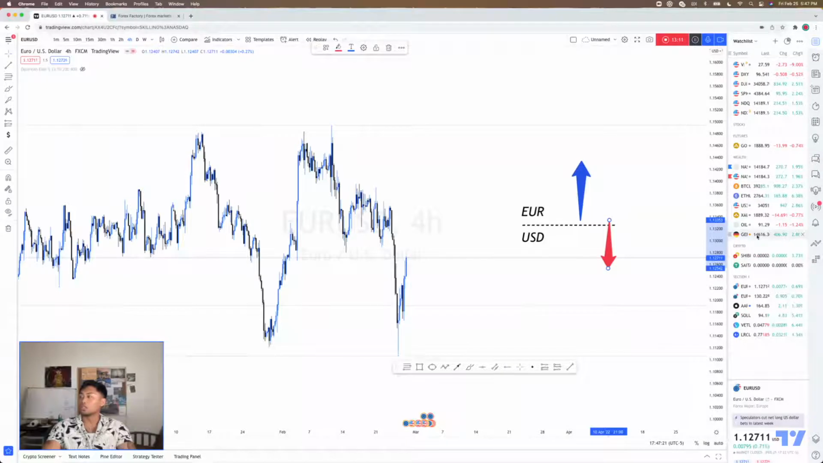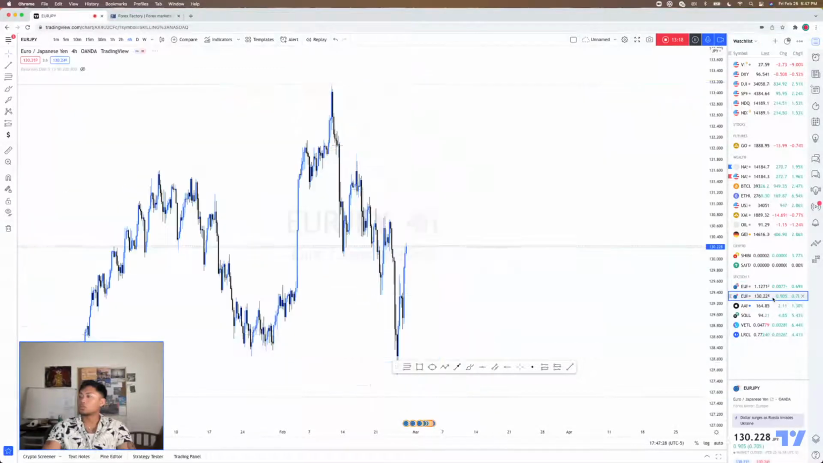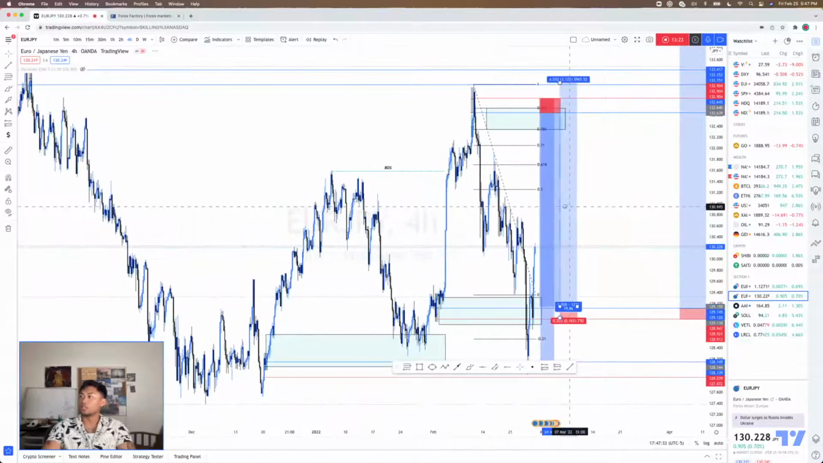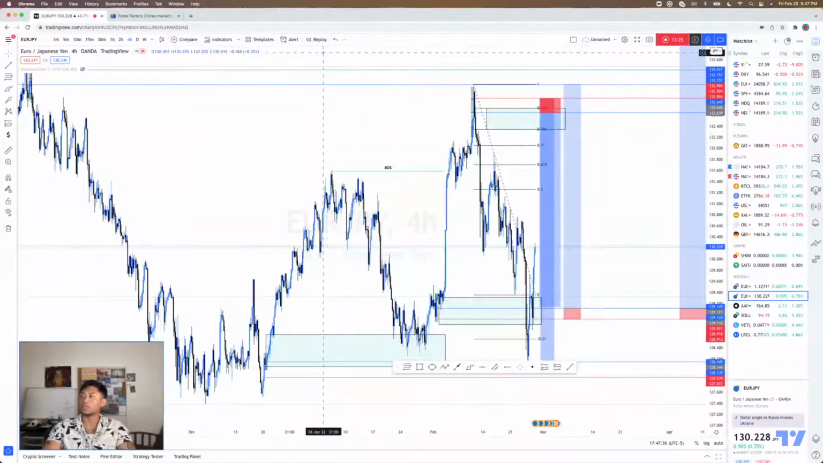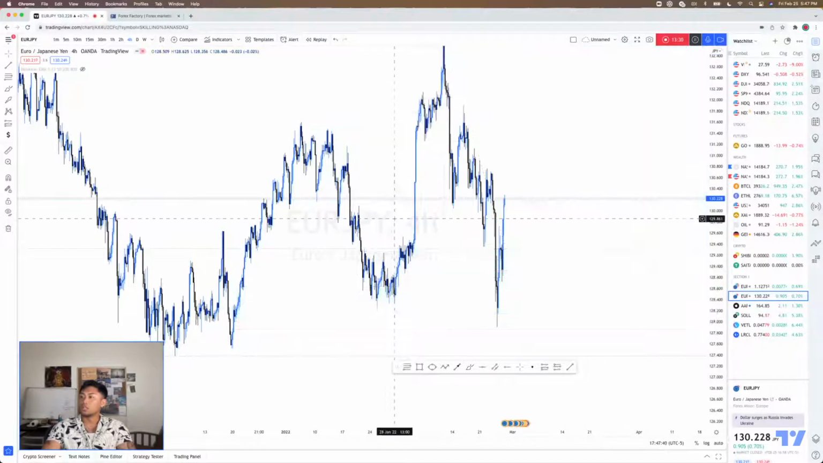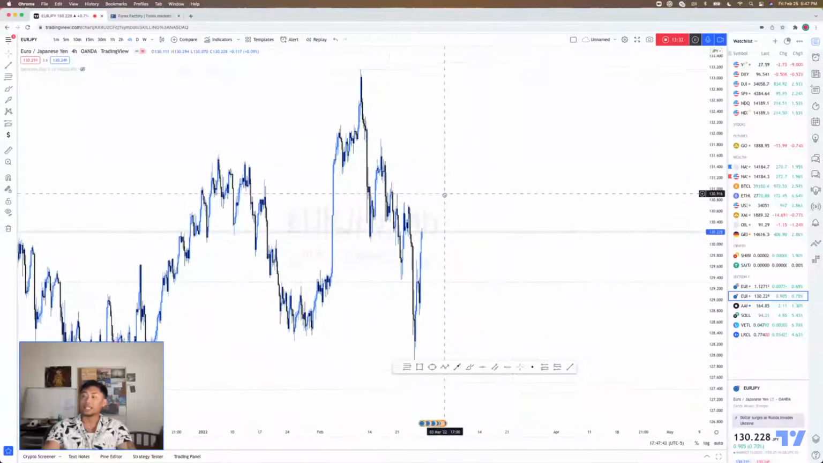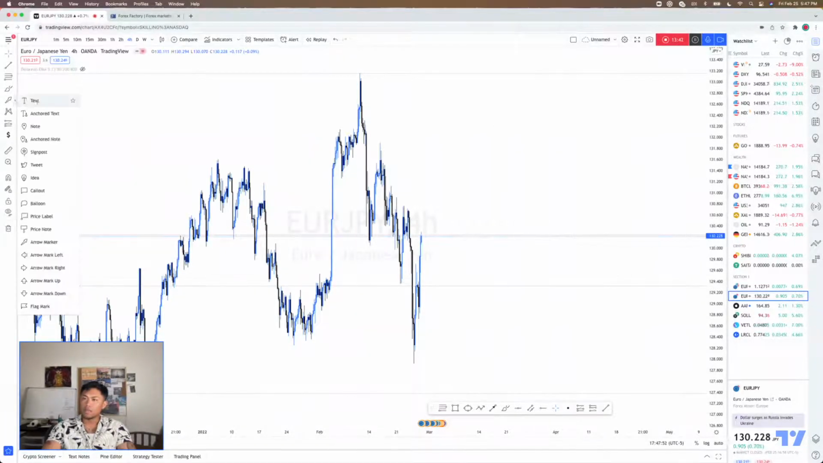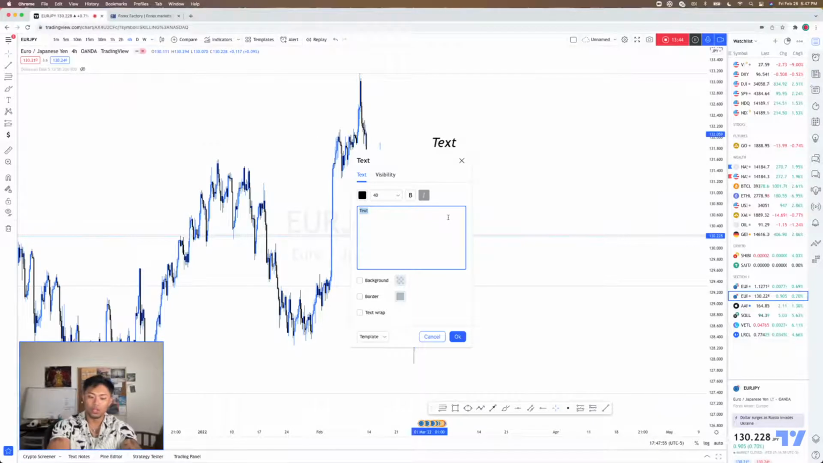So let's look at one more thing. Let's see what's going on. Let's look at Euro JPY. As you guys can see, oh no. I do have some market analysis already that I marked up, but let me just go ahead and delete all this anyways. So looking at this, because remember Euro, let me go ahead and write it down. So where's my little thing? Bam.